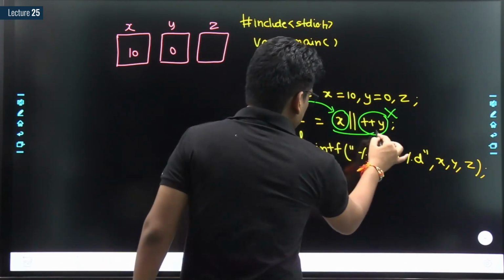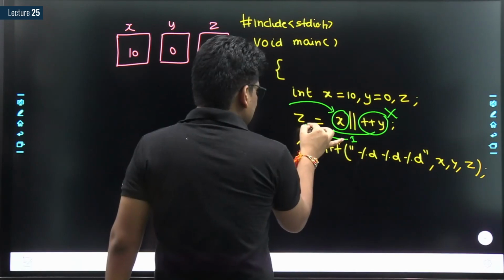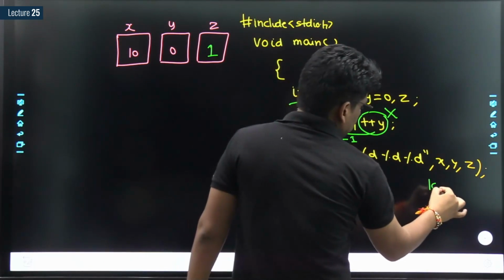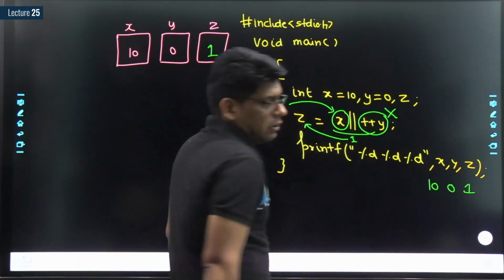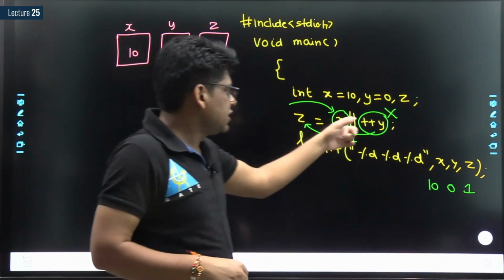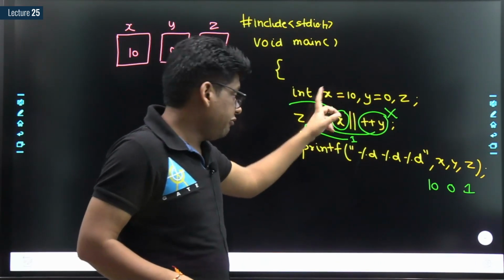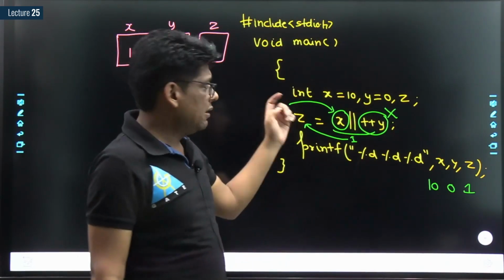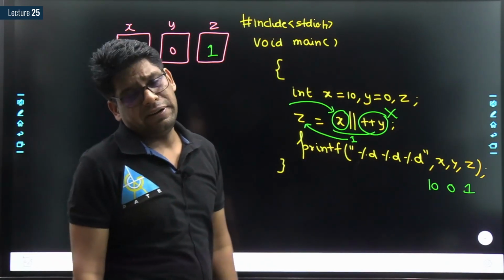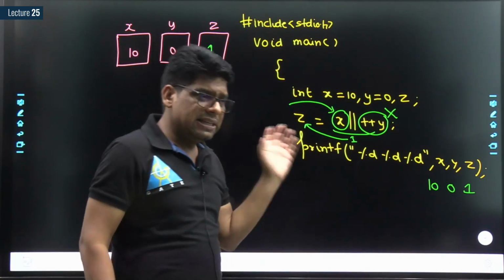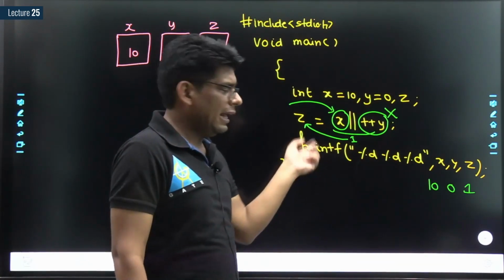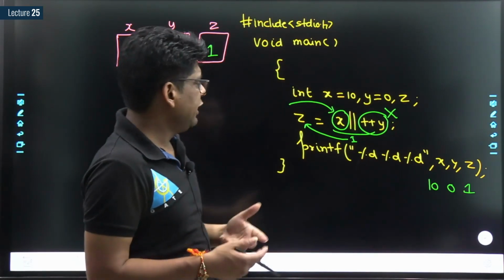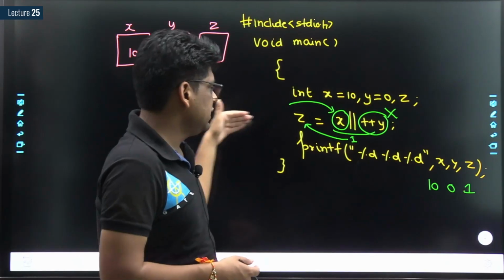So what is the value that goes inside z? Sir, the value that goes inside z is 1. y remains as it is. So what are the values, sir? 10, 0 and 1. So it never matters whether it is pre-increment or post-increment. If the first operand is non-zero, the compiler will never ever evaluate the second operand. So in GATE, these kinds of questions can be asked where short circuit along with modify operators is used. And you need to be very careful while solving these types of questions.